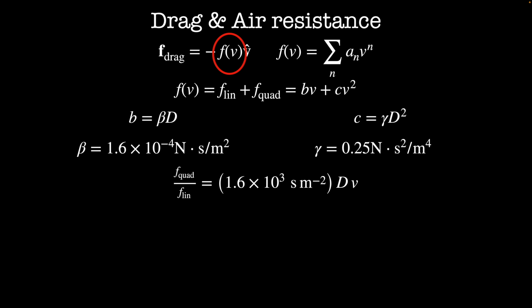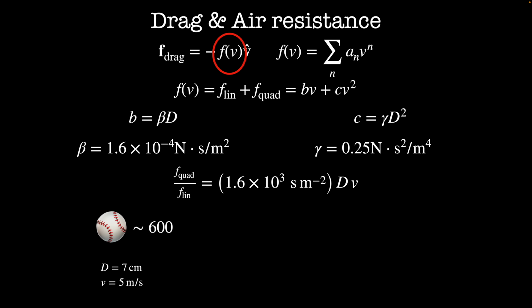Here are a couple of cases to consider. First, we have a baseball that's 7 centimeters in diameter traveling at velocity 5 meters per second. This has a ratio of quadratic to linear drag of about 600. So that's pretty strongly in the quadratic regime.